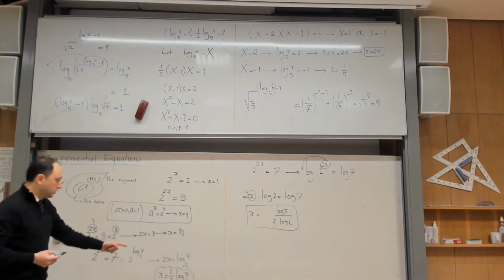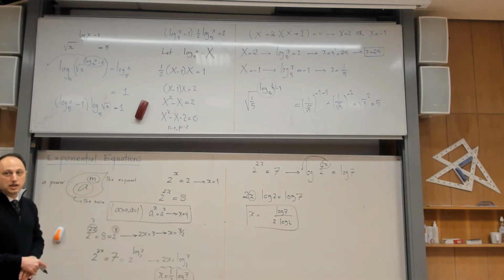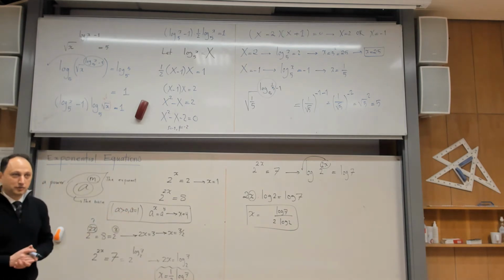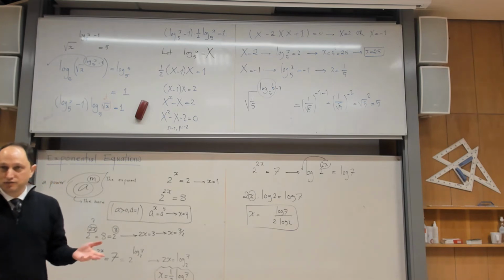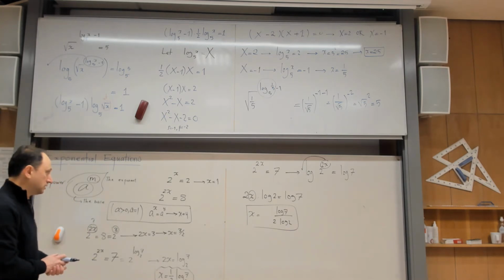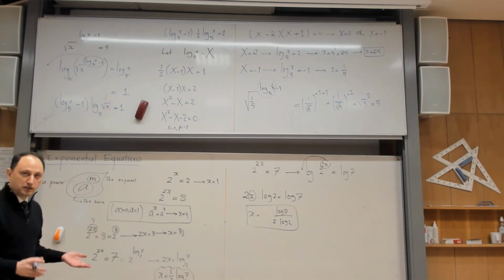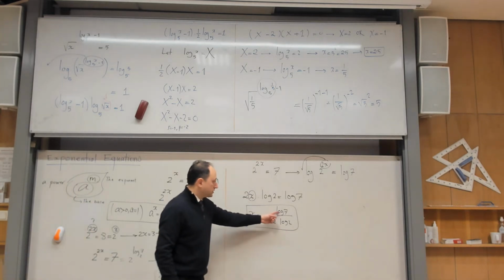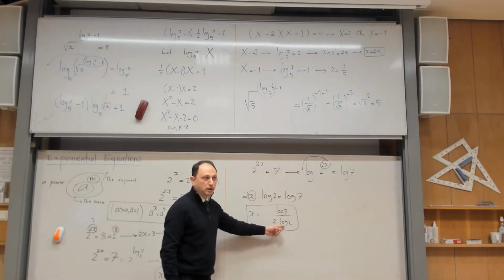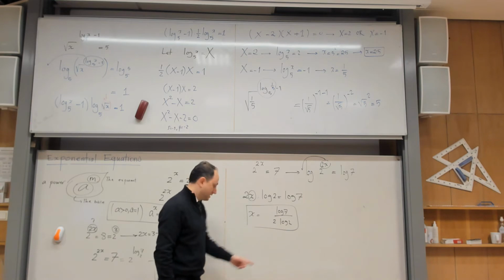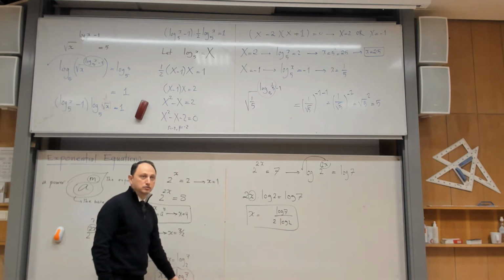And by the way, are these 2 answers exactly the same or not? Because if they are not, I am in trouble. I am getting 2 different values with the same equation. Are they the same? Yes. We learned that log of 7 over log of 2, by the change of base formula, is exactly log of 7 to the base 2.